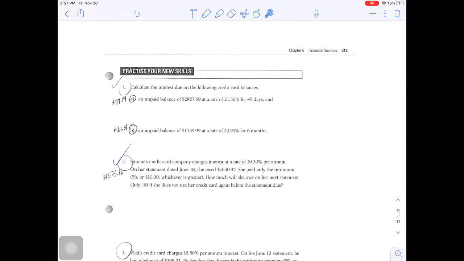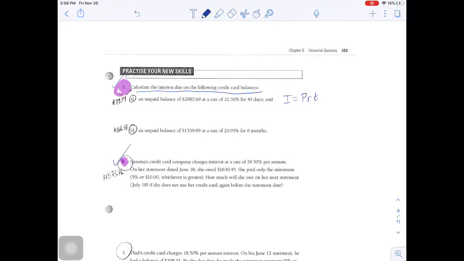So I'm going to do number 1 with you guys, and then I'll probably do number 2 and I'll leave it at that. Okay, so calculate the interest due on the following credit card balances. An unpaid balance of $2,987.69 at a rate of 21.5%. So remember, credit cards work on simple interest. They don't work on compound interest. That would be awful. Okay, so it's the original amount that you have.